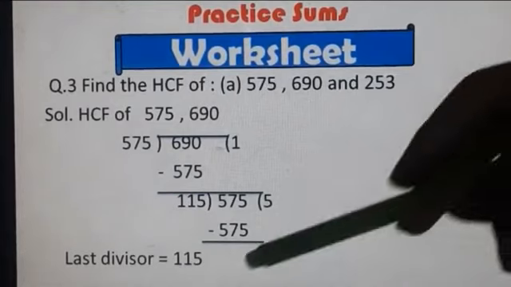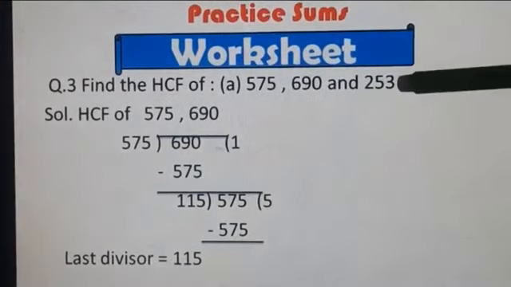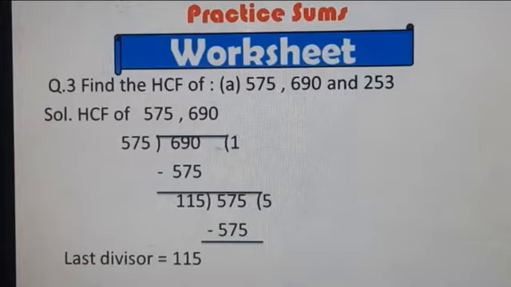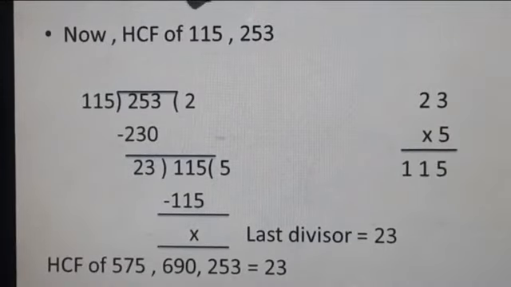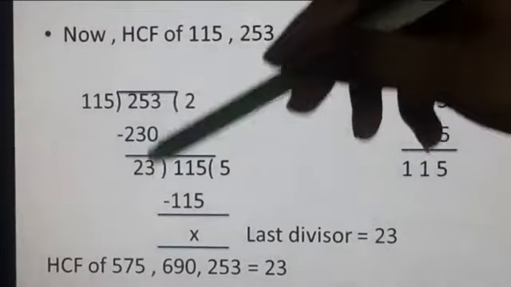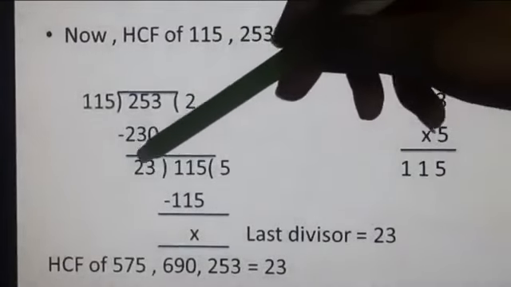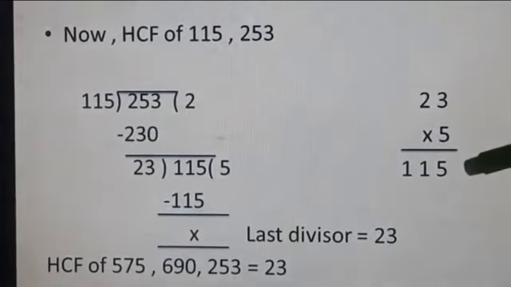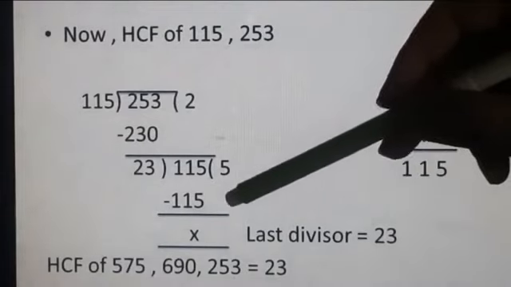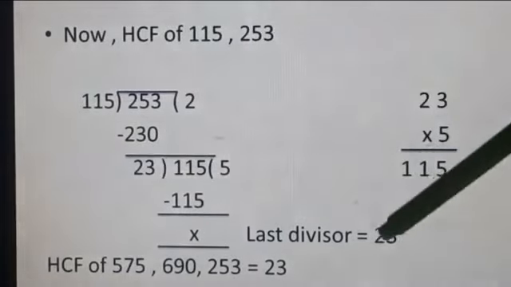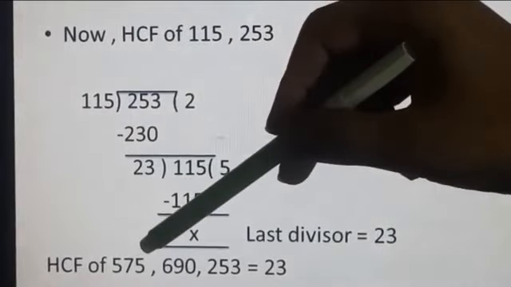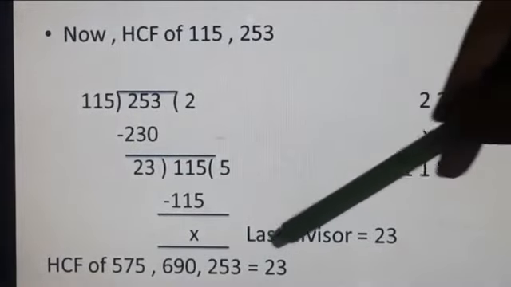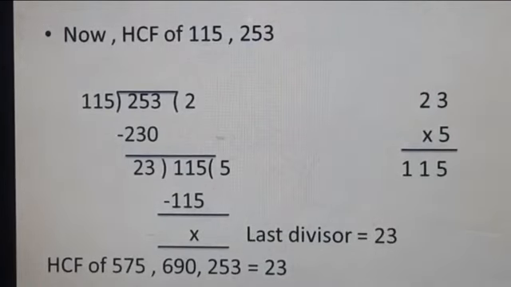Now we will take HCF of this last divisor with the number which is left, 253. Now HCF of 115 and 253. 115 2s are 230. Then 3 minus 0, 3. 5 minus 3, 2. 23 will become divisor. 115 will become dividend. 23 5s are 115. Finish? So last divisor is 23. So HCF of 575, 690 and 253 is 23. Right?